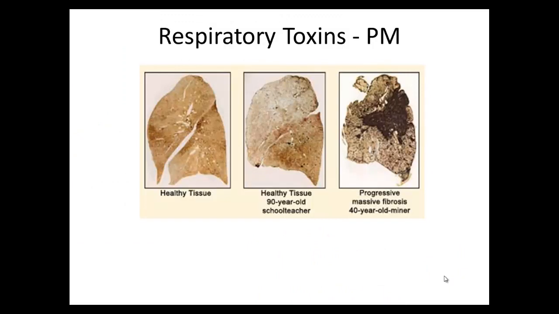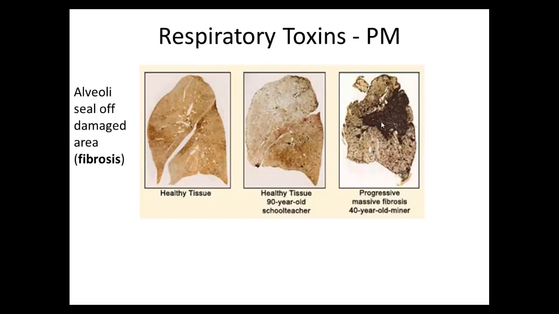So this is what your respiratory toxins, particulate matter, can do. So here's a healthy tissue of a 90-year-old school teacher. Here is a 40-year-old miner with fibrosis. And again, fibrosis is where the alveoli seal off the damaged area. And so this is something you see in common with coal miners, people who worked in cotton factories. You get the farmer lung, which is caused from mold. So basically anything that can get stuck in your alveoli and cause fibrosis. So it's something to think about, that particulate matter is definitely a really nasty toxin.